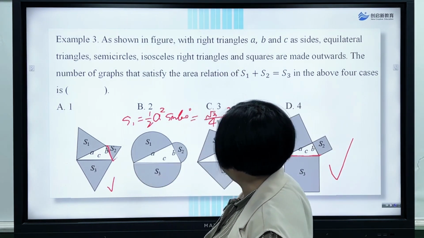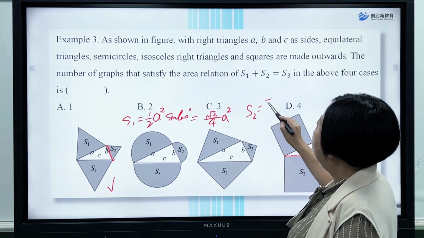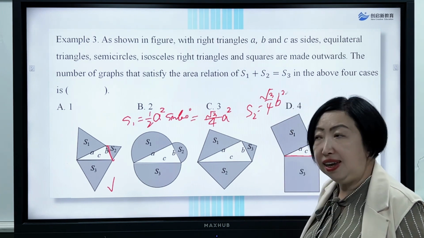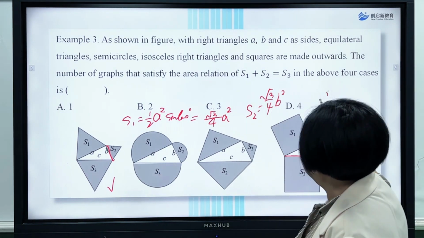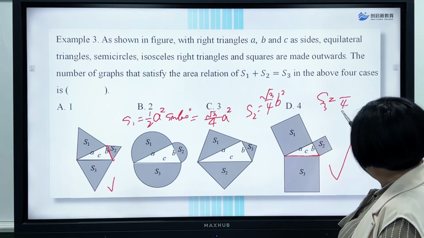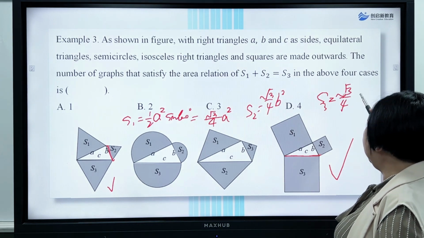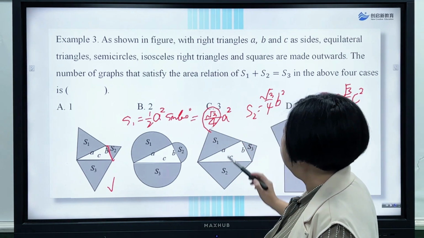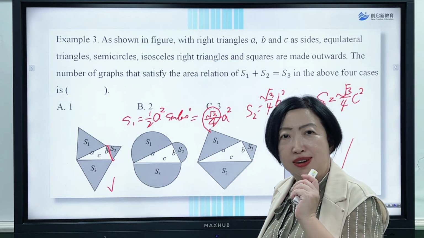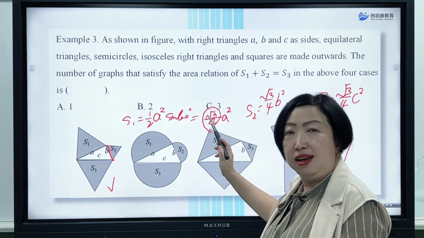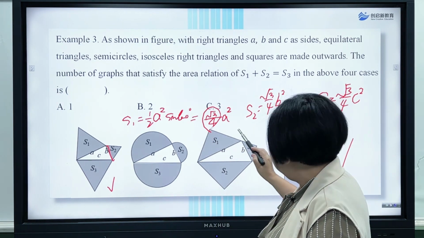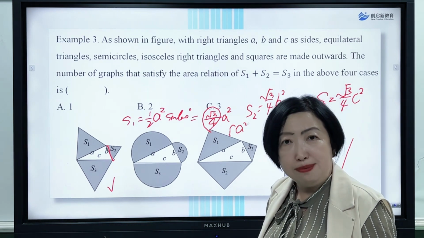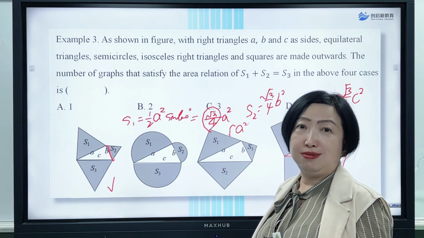Here, S2 equals the fourth root of three times the square of B. Of course, S3 equals the fourth root of three times the square of C. Of course, they have the same factor. The square of A plus the square of B equals the square of C.